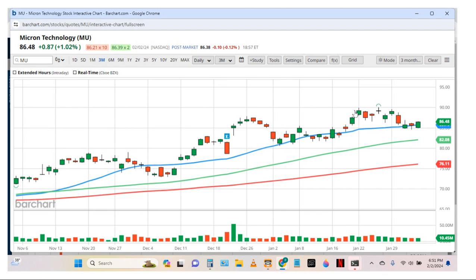Micron has been an underperformer versus stocks like NVIDIA and AMD, but starting to make this move up, starting to respect and follow this 20-day moving average up. So Micron can be a possible catch-up trade to the other stocks in that industry of semiconductors.